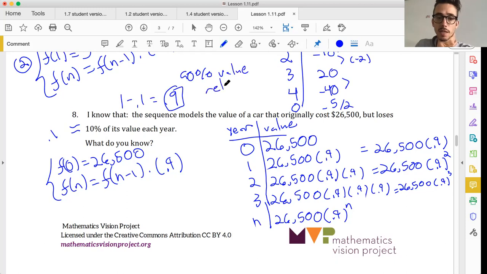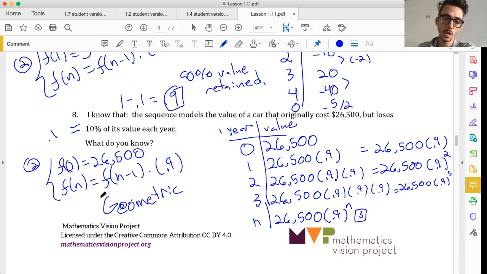Of course, it's going to keep going down, but it's helpful. This is definitely a geometric sequence. We've got the table, we've got the recursive, we've got the equation, and common ratio is going to be 0.9. That's nice to know. So we got a few different things.